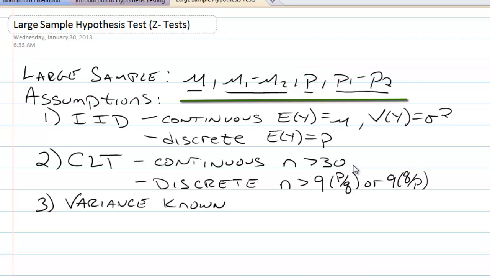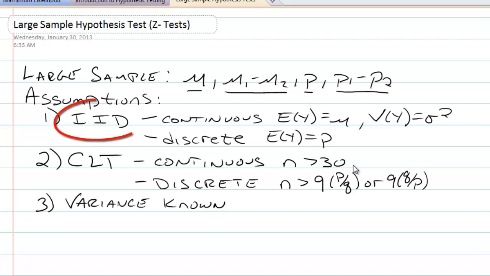In follow-on videos, we'll do examples of a mean and also of two proportions. Let's talk about the assumptions. We're going to use random samples to collect data to make our inference. Remember, hypothesis testing is about taking empirical data, a sample, and using it to make an inference about a population.